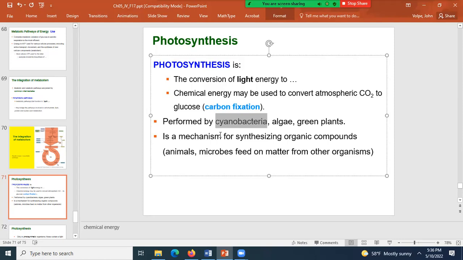This mechanism for fixing light energy into chemical energy and potentially making glucose is synthesizing organic compounds. So this is anabolism. And without photosynthesis, animals and microbes would not have food to consume or to eat, for humans and animals.